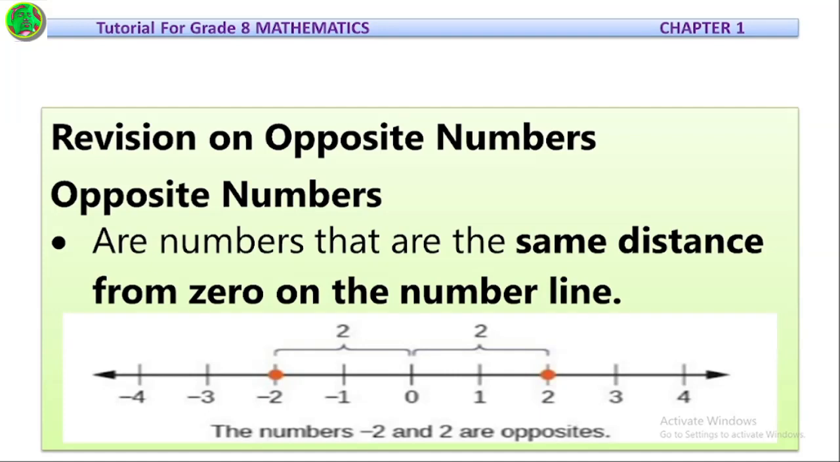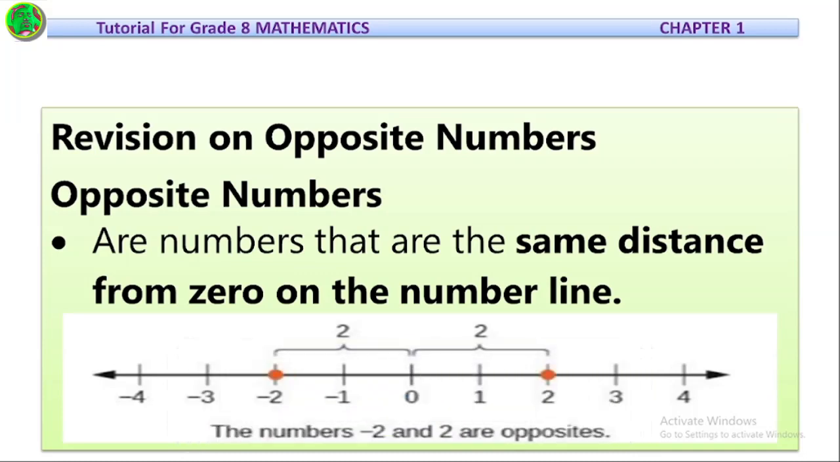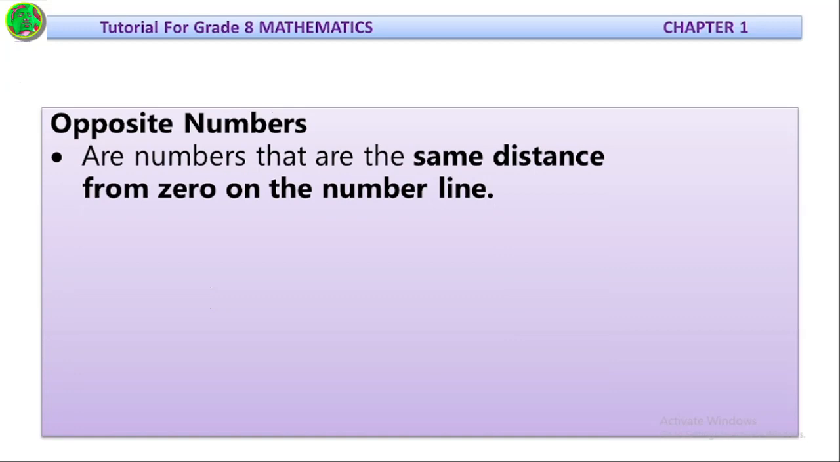ስለዚህ ከዜሮ በእኩል ርቀት የሚገኙ በግራም በቀኝ በእኩል ርቀት ላይ የሚገኙ ቁጥሮች ኦፖዚት ወይም ተቃራኒ ቁጥሮች ብለን እንጠራቸዋለን። ስለዚህ እዚህ ቁጥር መስመር ላይ እንደምናየው ከዜሮ ወደ ቀኝ 2 ዩኒት ስንሄድ ፖዚቲቭ 2 እናገኛታለን። ከዜሮ 2 ዩኒት ወደ ግራ ስንሄድ ኔጌቲቭ 2 እናገኛታለን። ስለዚህ ፖዚቲቭ 2 እና ኔጌቲቭ 2 ተቃራኒ ቁጥሮች ናቸው ብለን እንወስዳለን ማለት ነው። ስለዚህ opposite numbers are numbers which are on the same distance from 0 on the number line.